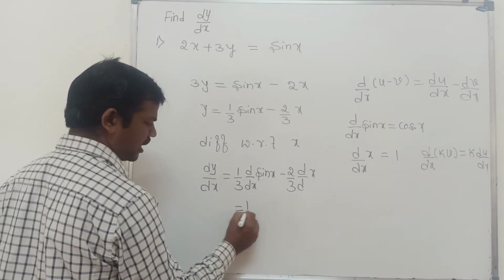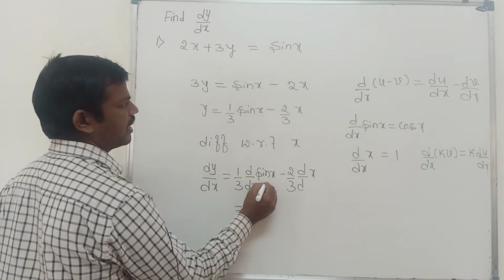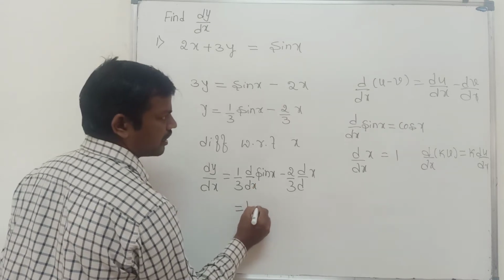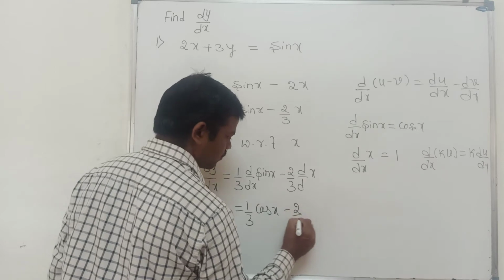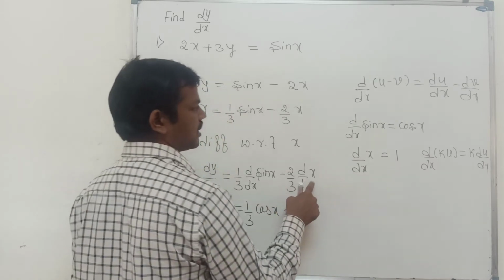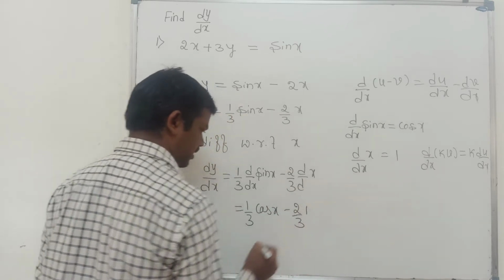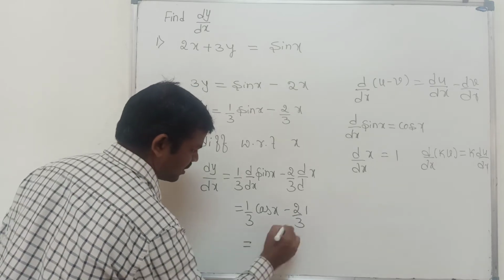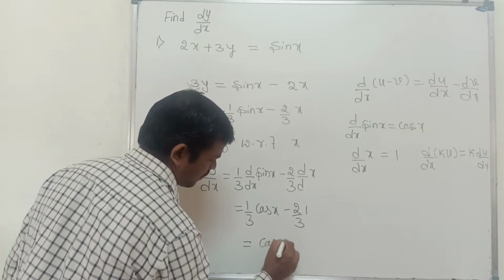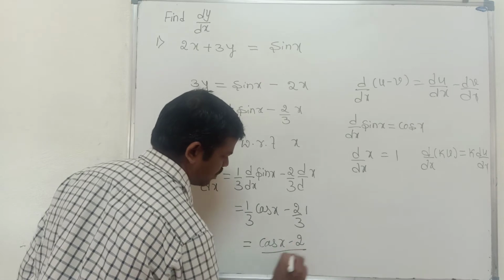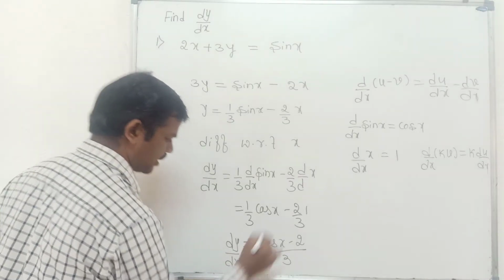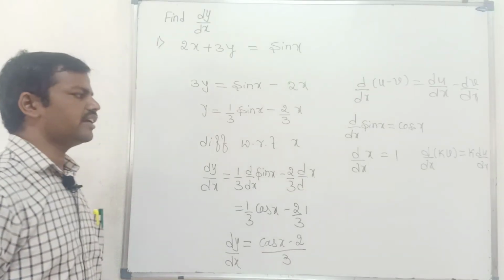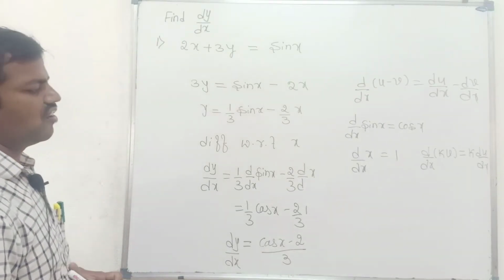Now we know that the derivative of sin x is cos x. Next, the derivative of x is 1. So the LCM becomes 3: cos x minus 2 divided by 3. That is nothing but dy by dx. Like this you have to find out the derivative of the given functions.